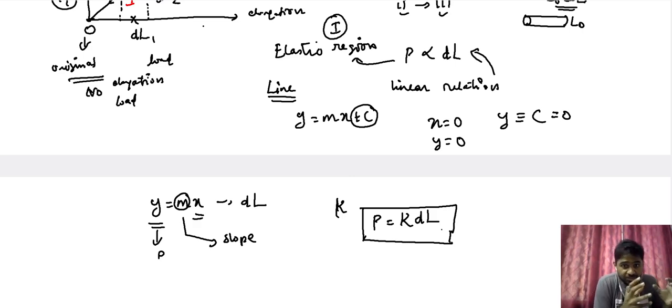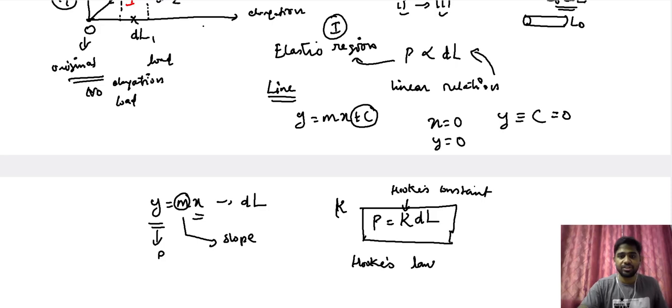Now this expression includes both load and elongation, along with a parameter that describes the slope of this particular straight line. This expression is referred to as Hooke's law because it was Hooke who first identified this linear section, and the constant here that describes this linearity is called the Hooke's constant.